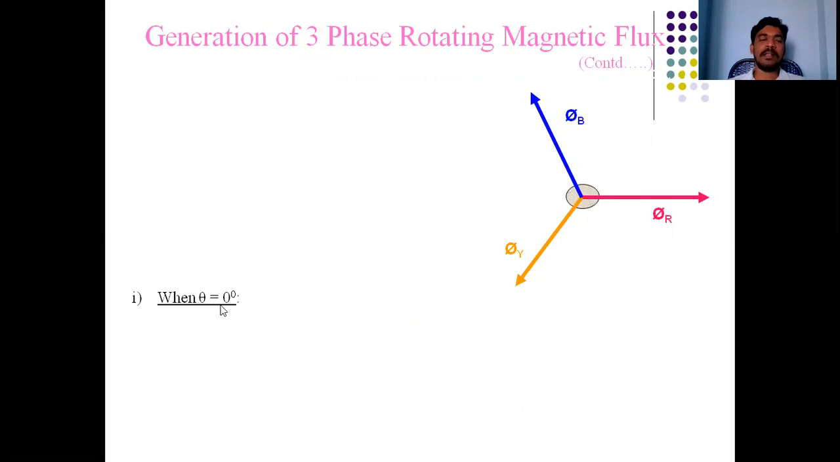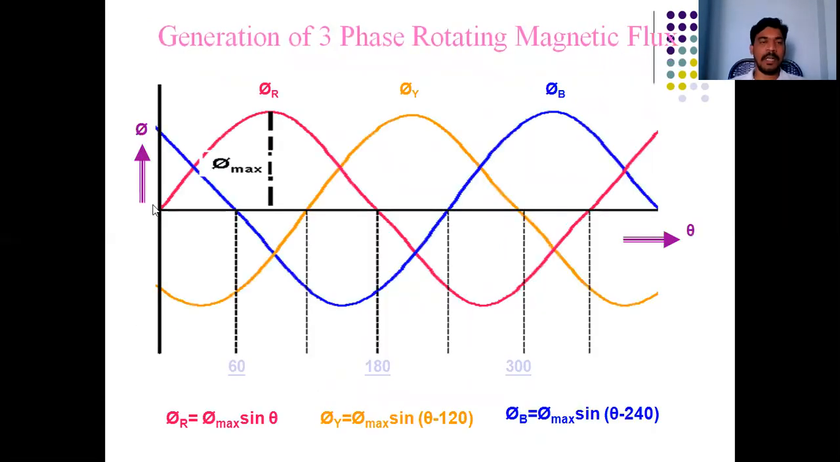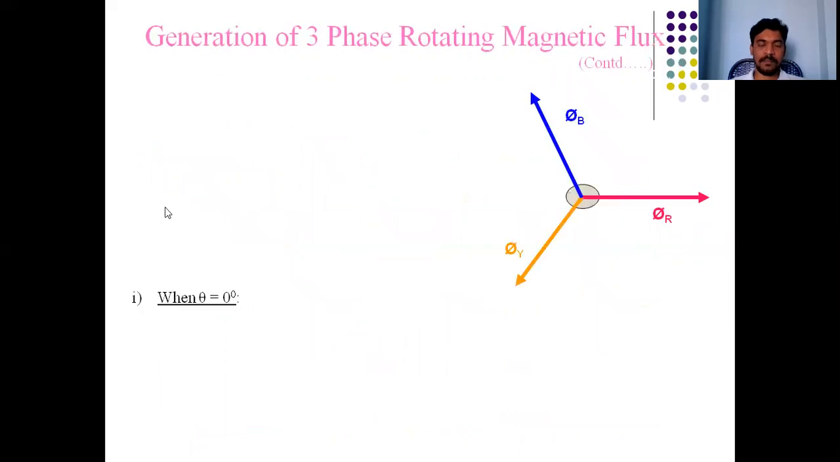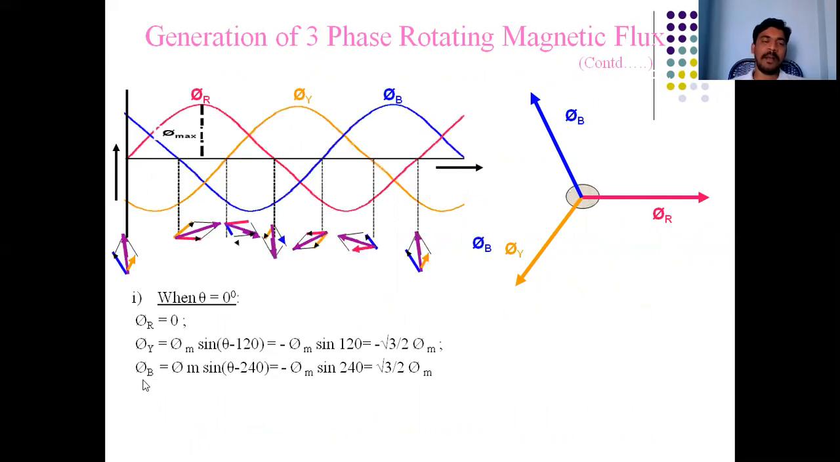When I take 0 degrees, what will happen? At 0 degrees, φR is 0. The R phase value is 0. Then the Y phase, φm sin(θ minus 120), here I am taking θ as 0. So sin(minus 120) means minus φm sin 120, that is equal to minus root 3 by 2 φm. Then φB is equal to φm sin(θ minus 240), with θ as 0. Then minus φm sin 240 is equal to root 3 by 2 φm.